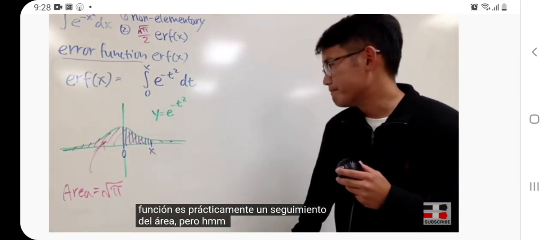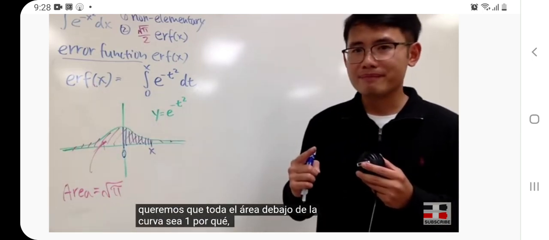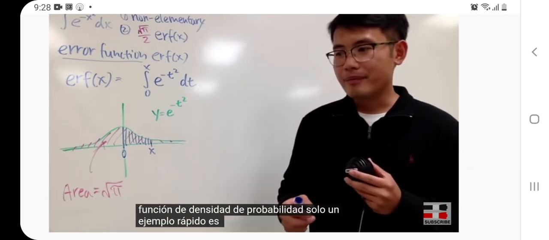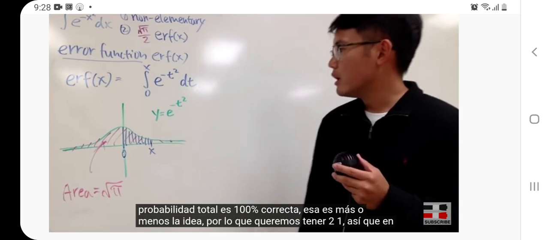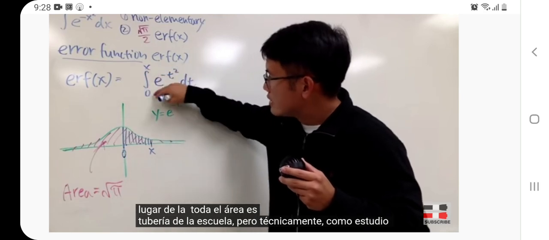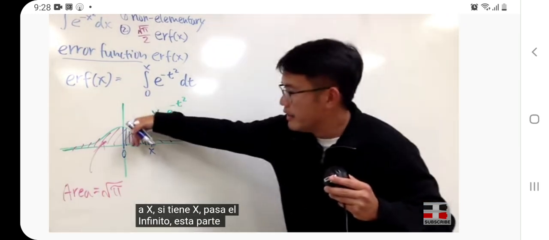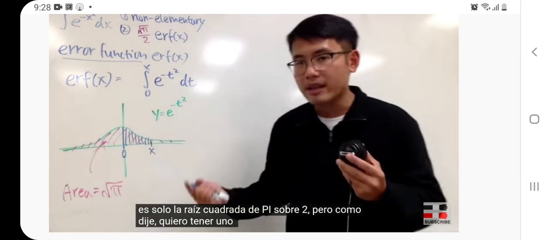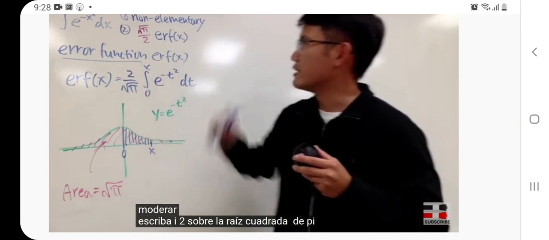But in statistics, what we want is the whole area under the curve to be 1. Why? Because of what we call the probability density function. Just a quick example is that the whole probability is 100%, right? That's pretty much the idea. So we want to have 1. Instead of the whole area being square root of pi, technically, since I started at 0 to x, if x goes past infinity, this right portion right here is just square root of pi over 2. But as I said, I want to have 1. So I can just multiply by 2 over square root of pi, like this.